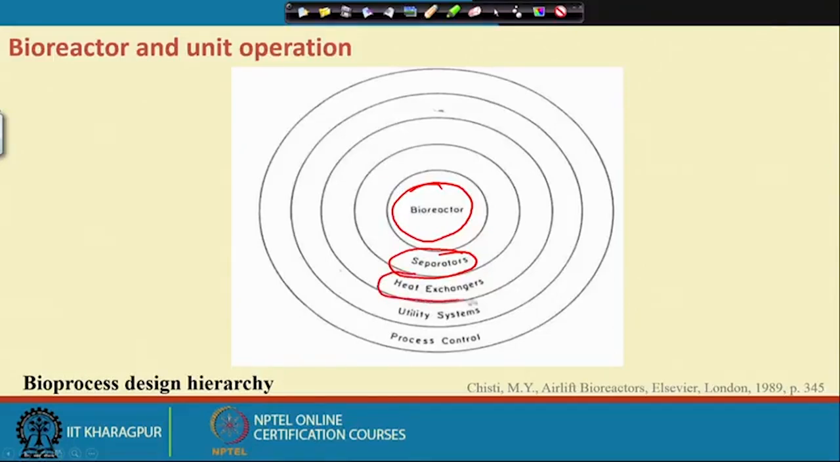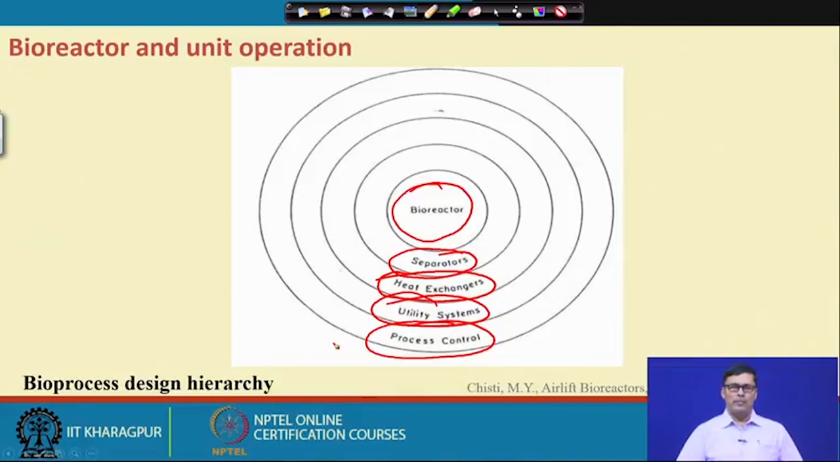Then there is the involvement of the heat exchanger, because any chemical or biochemical reaction depends on temperature, so we have to maintain the temperature. We require the heat exchanger. Different utilities are also present in industry, like soft water and steam; all this comes under utilities. Then process control is another important part of operating the process: we have to maintain the temperature, the agitator speed, and in some cases the pH of the solution.